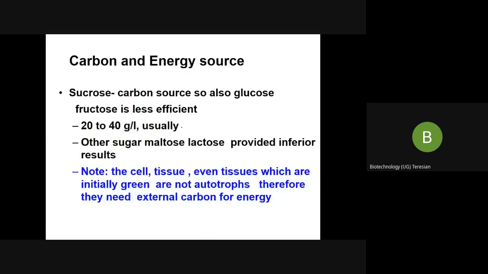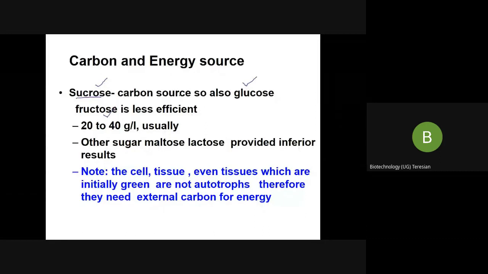Next, coming to the carbon and energy source. The most preferred carbon source for the plant is sucrose. Sucrose is very easily available for the plant to utilize. After sucrose, it is glucose which supports plant growth equally, while fructose is less efficient. Sucrose is the main carbon source used. Equally, glucose can be used and fructose can be used, but it is not as efficient as sucrose and glucose.